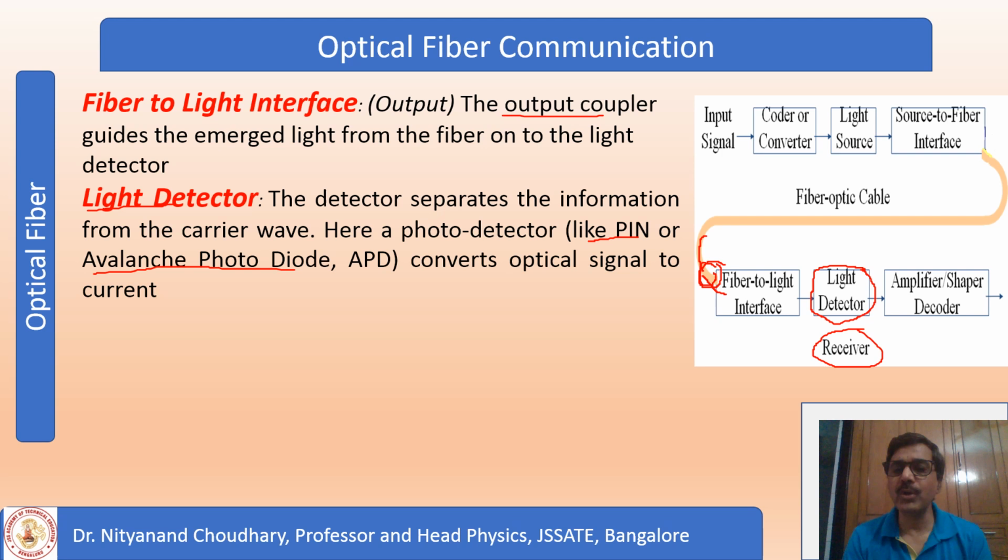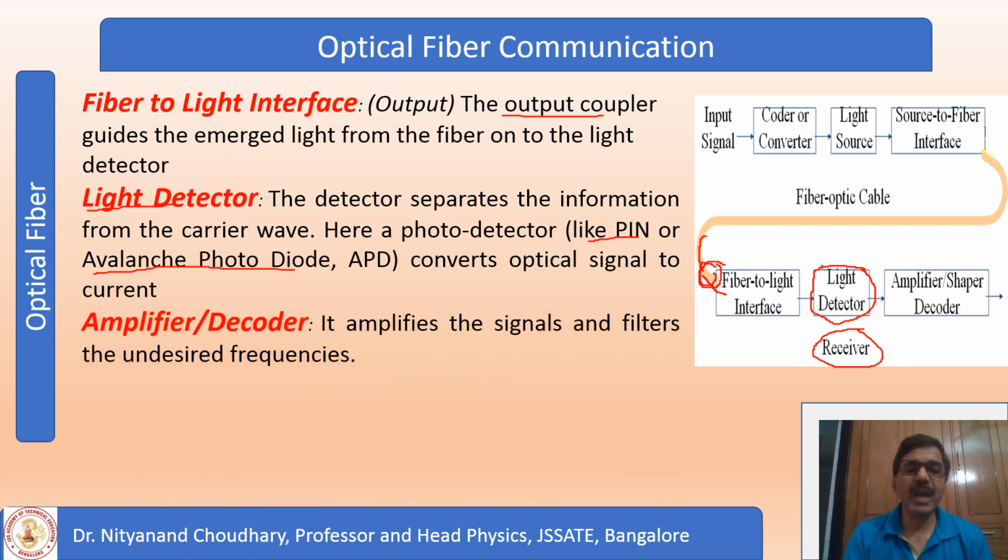In the case of the light detector, the optical waves are getting converted into the electrical signal. That is, the optical signal is getting converted into the electrical signal. That is the work of the detector. So this is your light detector, right? Now let us move further. Then we have the amplifier. It amplifies the signals and filters the undesired frequencies. If any undesired frequencies are there, they are going to be filtered out.